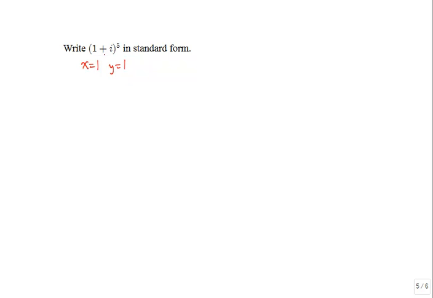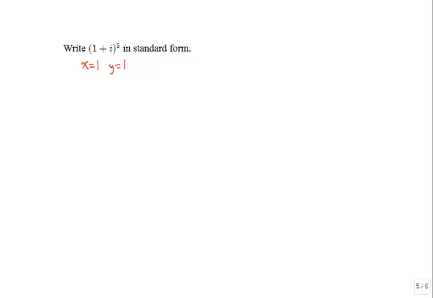Now in order to figure out what this is to the 5th, you have a couple options. One option would be to take 1 plus i times 1 plus i times 1 plus i times 1 plus i times 1 plus i, 5 times. Now you could certainly do that, but that's going to be a little bit tedious to do. So that's where this polar form really comes in to help us out.